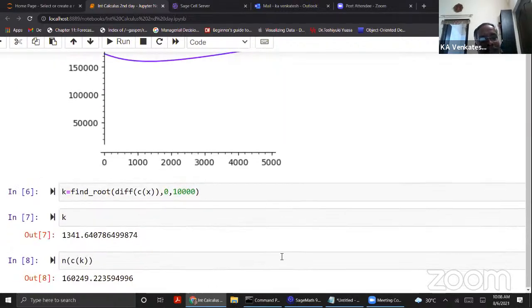So it gives approximately the value 11341.640. So how many digits you want, you can restrict it. So now what we are going to compute numerically is n of c of k. The value of this we are substituting in the function. So we got this value.